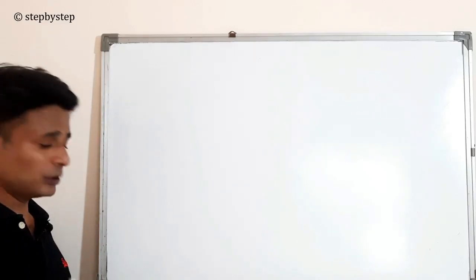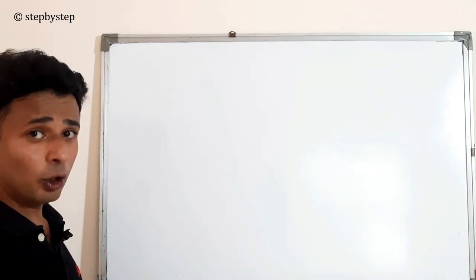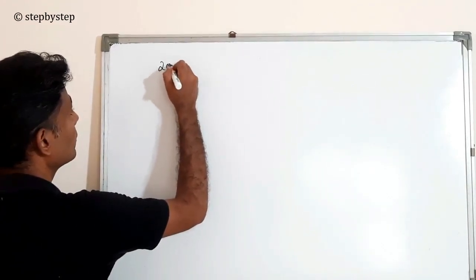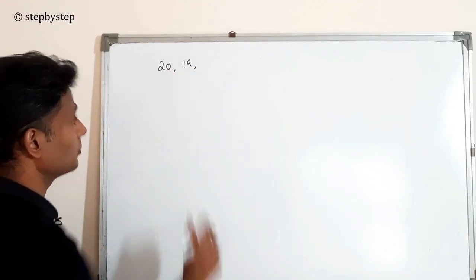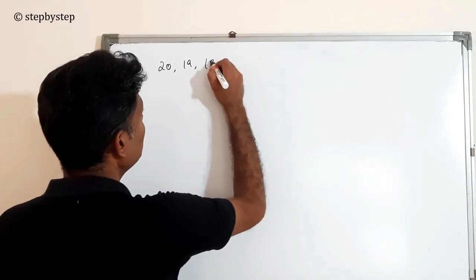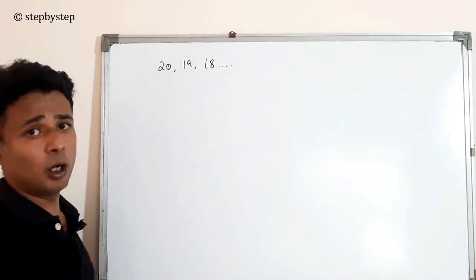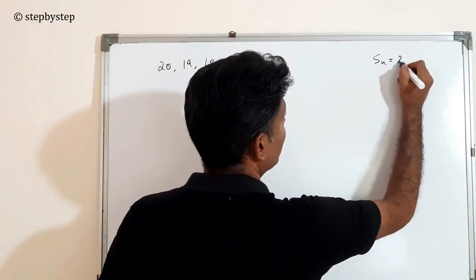Right. Now the first question they have given: 200 logs are stacked in the following manner. 20 logs in the bottom row, 19 logs in the next row, 18 in the next row, and so on. And they have said there are 200 logs, which means what? The S of n is 200.